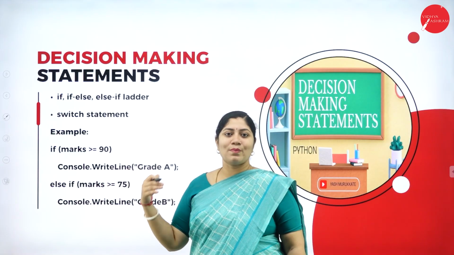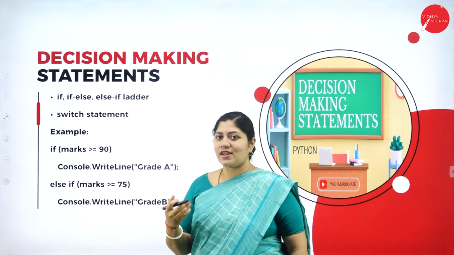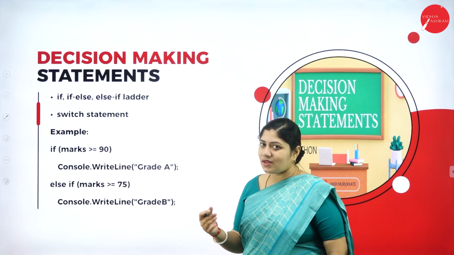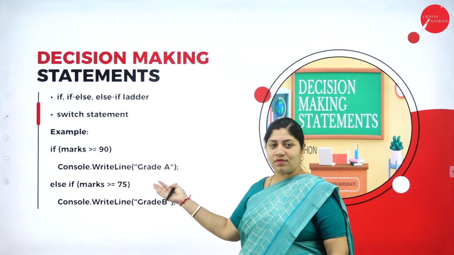Correct, right? If you score marks greater than 90, then your grade should be A grade. So that's what we are defining.